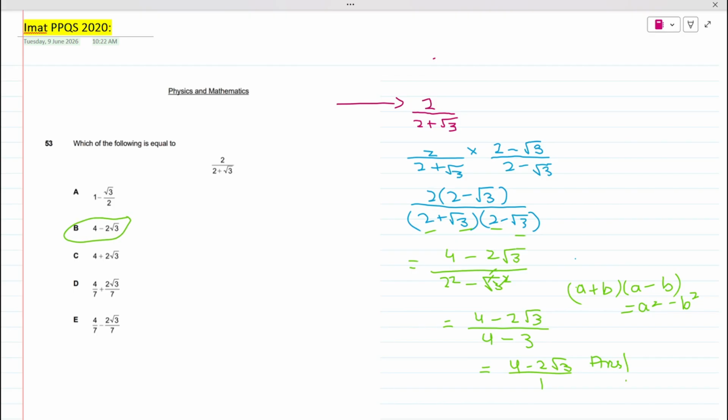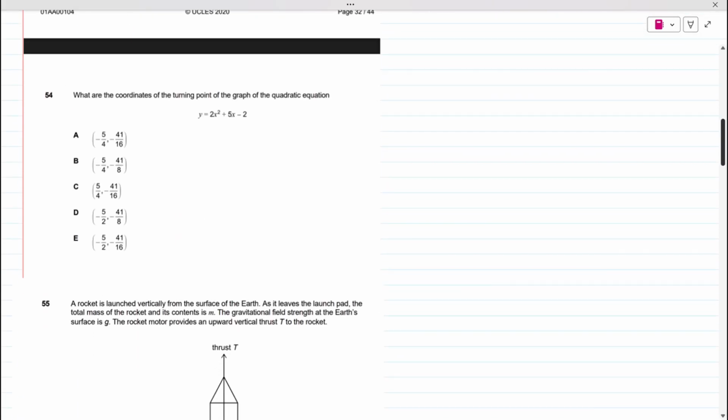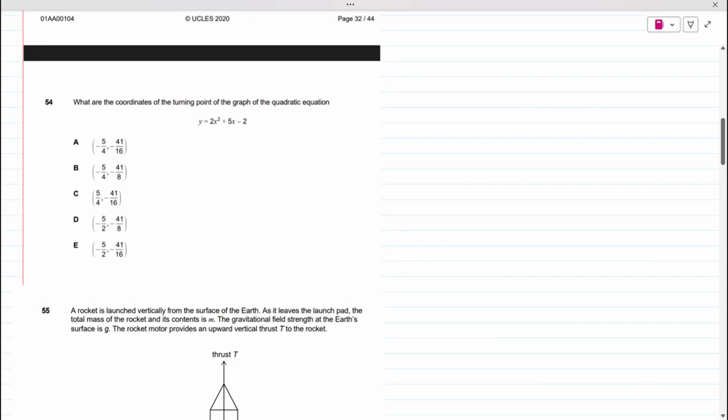Let's move towards our next question, which is of maths again. What are the coordinates of a turning point? The turning point is nothing but the vertex of the graph of the quadratic equation. The graph of a quadratic equation is a parabola, and a parabola is something like this. It can be an upward parabola, a downward parabola, a left-sided parabola, or a right-sided parabola as well.